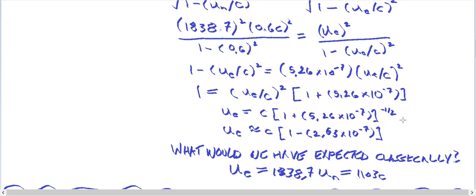And here we can use the statement that 1 plus x quantity to the minus half is roughly equal to 1 minus x over 2. Hopefully that's not terrible. Let me write that out. 1 plus x to the minus half is roughly 1 minus x over 2 if x is small.